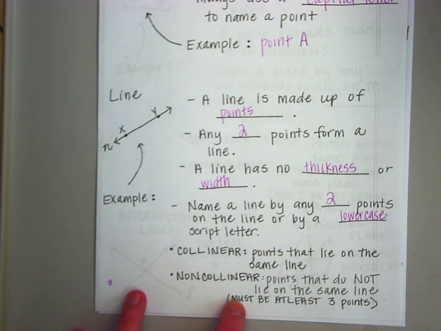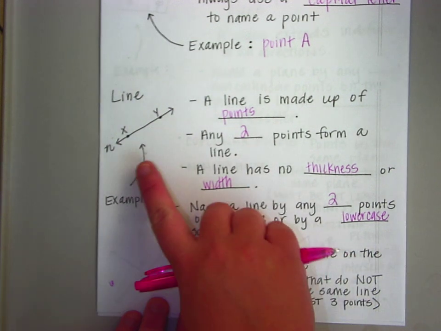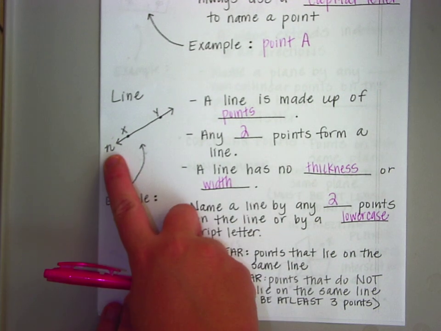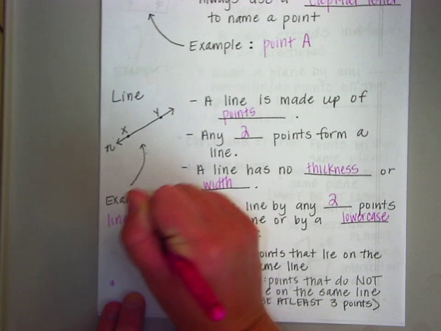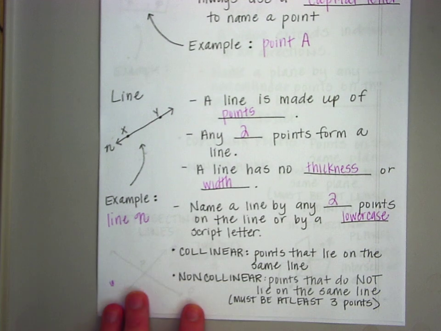script letter. So let's look at this line right here. There are 3 ways you can name this line. 1, you could name it by a lowercase script letter. Our lowercase script letter is that N. So you're going to write line N. If you're going to use that lowercase script letter, you have to write line.